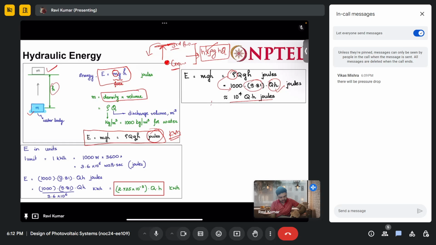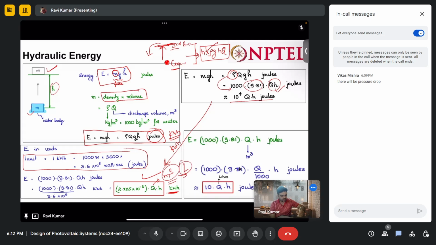If we convert this into kilowatt hour, using a simple unit conversion, we will have this. It is the kilowatt hour energy requirement. And here this Q is in meter cube. Now we also need to convert it into liter. So by converting meter cube into liter, we can have this final formula for the water. So this is all about the hydraulic energy, how it is transferred to water which is taken from one place to another place.